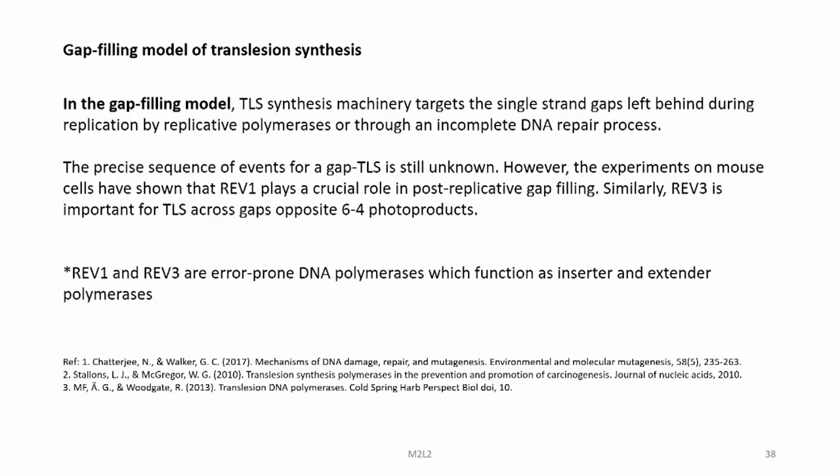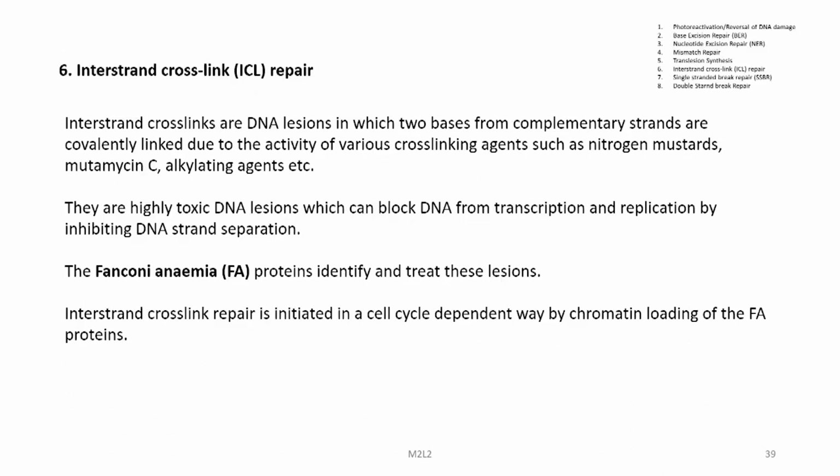In the gap filling model of translesion synthesis, the TLS machinery targets the single stranded gaps left behind during replication by replicative polymerases or through an incomplete DNA repair process. The precise sequence of events for gap TLS is still unknown. However, experiments on mouse cells have shown that Rev1 plays a crucial role in post-replicative gap filling. Similarly, Rev3 is important for TLS across gaps opposite to 6-4 photoproducts. Both Rev1 and Rev3 are error-prone DNA polymerases which function as inserter and extender polymerases.